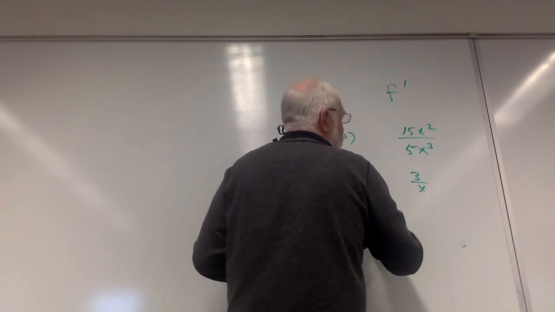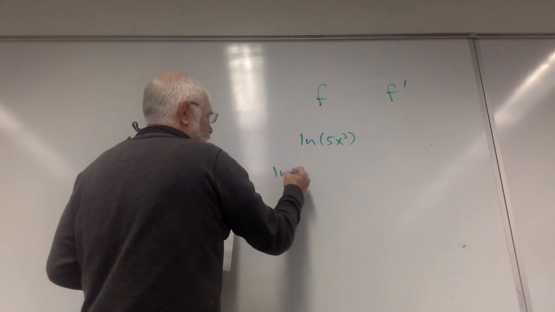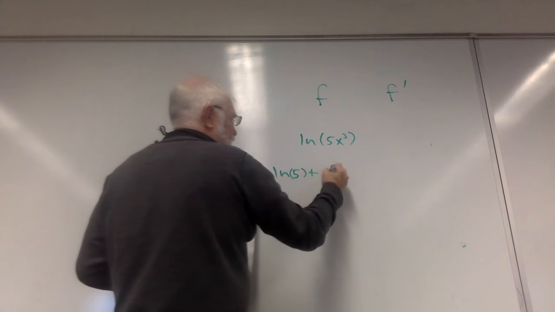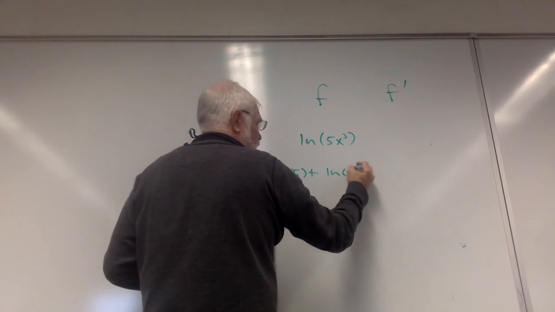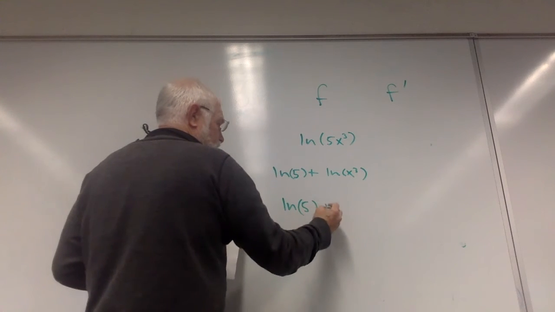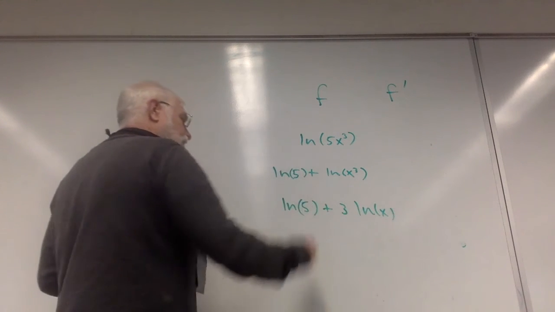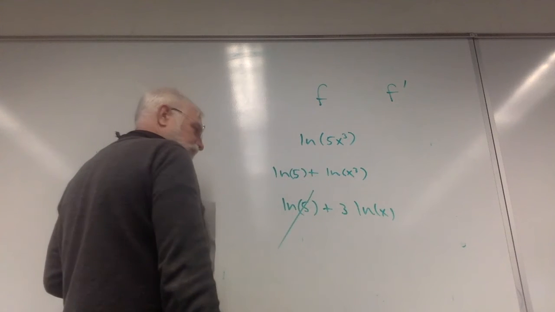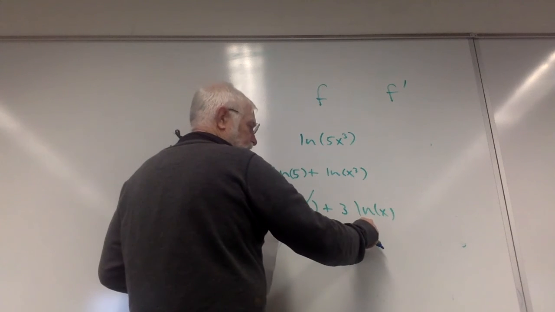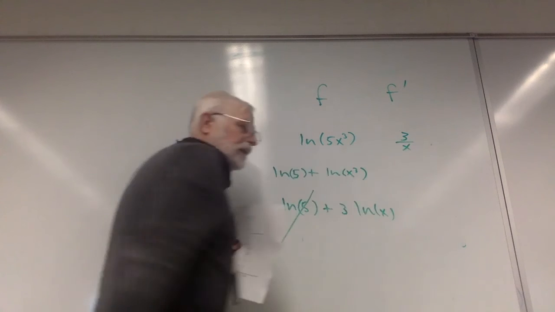Okay, hopefully you get enough time with that. So what's another way of writing this? The ln of 5 plus the ln of x cubed. What's another way of writing that? The ln of 5 plus 3 times the ln of x. Those are your log rules. Derivative of a constant is 0. Derivative of ln of x is 1 over x times 3. Then we get 3 over x, which is what we said a moment ago.